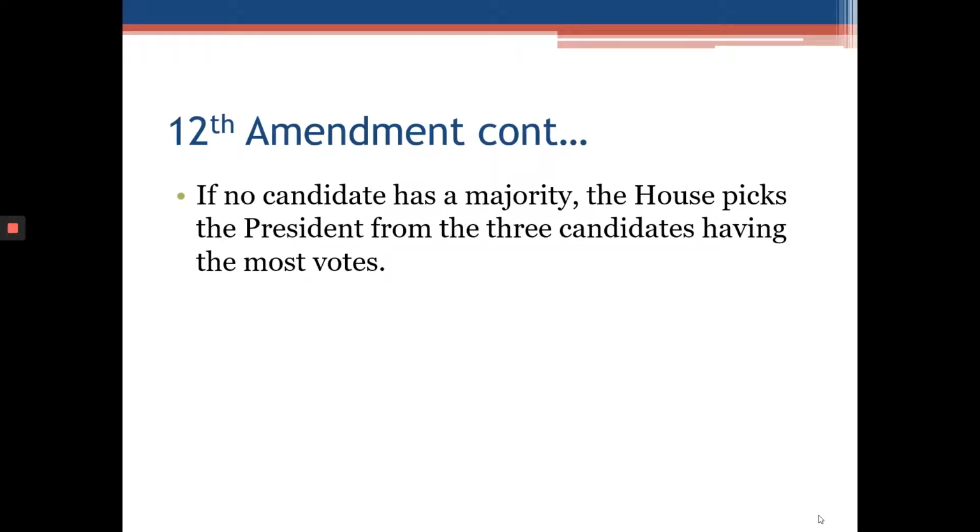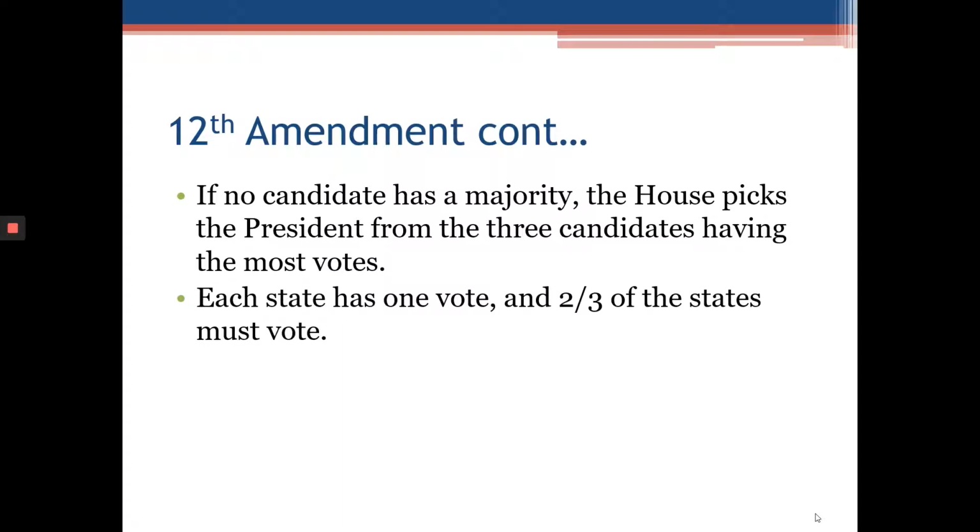If there's not a candidate with a majority of the Electoral College, if someone doesn't have 270 electoral votes, then the top three candidates go to the House of Representatives, and the House of Representatives then has a vote. And each state has one vote, and 2/3 of the states must vote in order for the House of Representatives to pick the president. This has happened a couple times. The same kind of thing happens for the vice president. So the president goes to the House, so then the vice president would go to the Senate, and they go through a similar procedure, one state, one vote, and 2/3 have to be present.